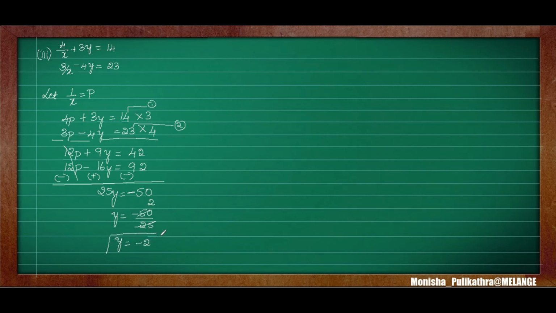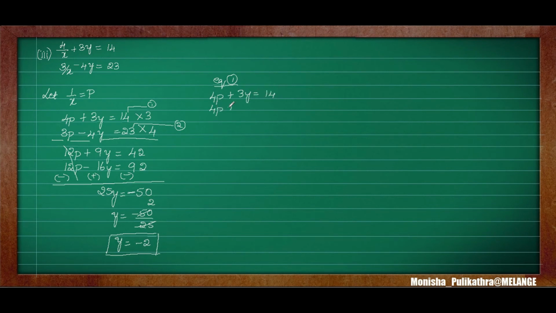So the value of y we got directly; the y value is minus 2 itself. There is no need to substitute it into any other variable. Now we have to substitute this into equation 1 or equation 2. I will be taking equation 1 itself. So equation 1 is 4p plus 3y is equal to 14.